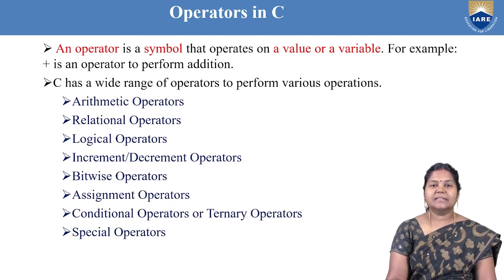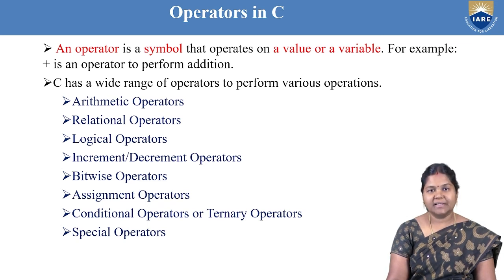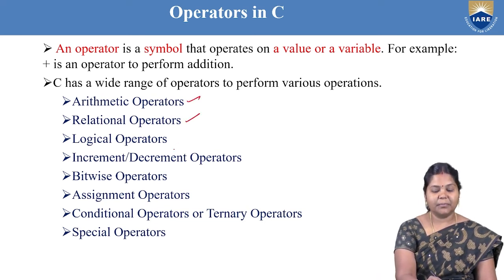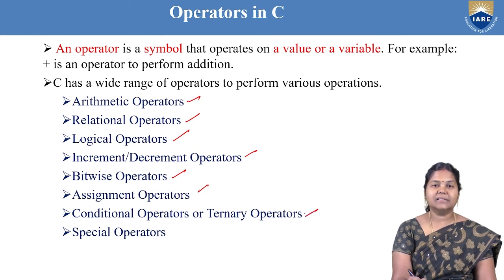Now, let us discuss what the operators in C language are. C language has a rich set of operators. An operator is nothing but a symbol which operates on a value or on a variable. Now, C has a wide range of operators. Let us discuss one by one. One is called arithmetic operators, relational operators, logical operators, increment decrement operators, bitwise operators, assignment operators, conditional or ternary operators and special operators. These are the different operators in C language.